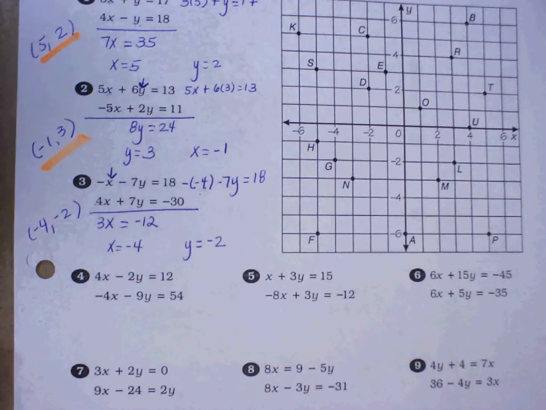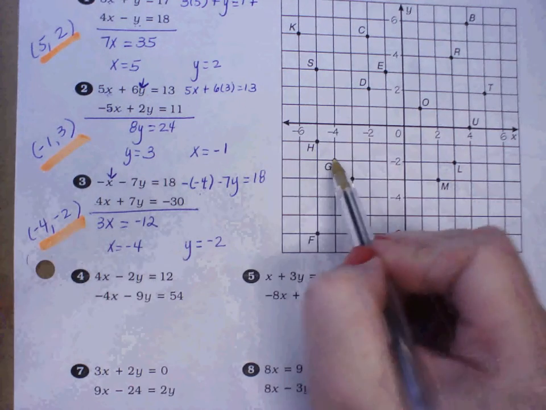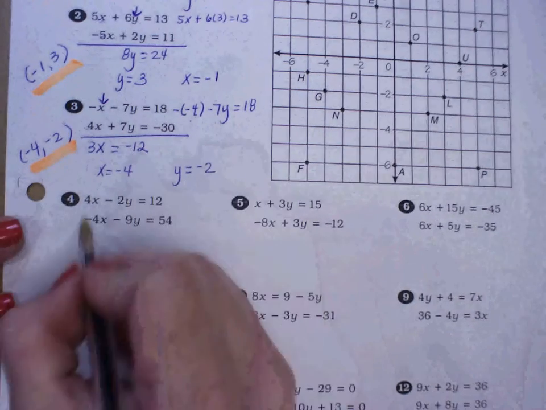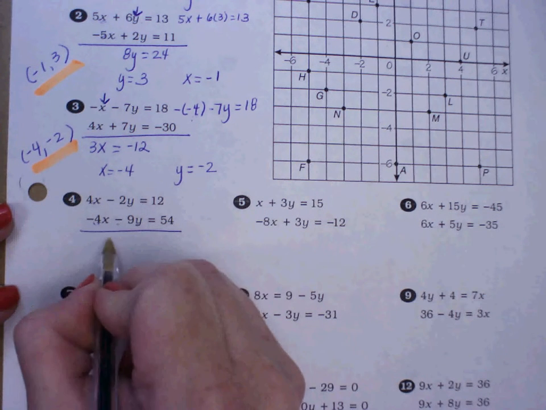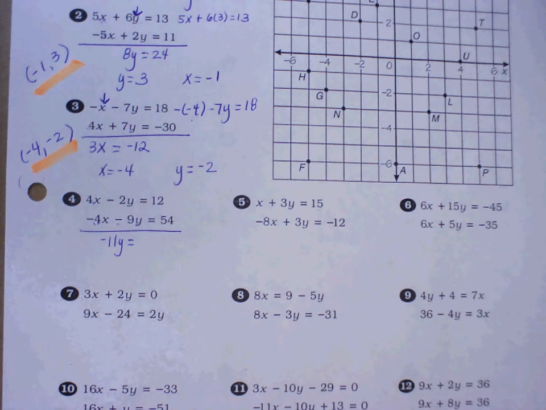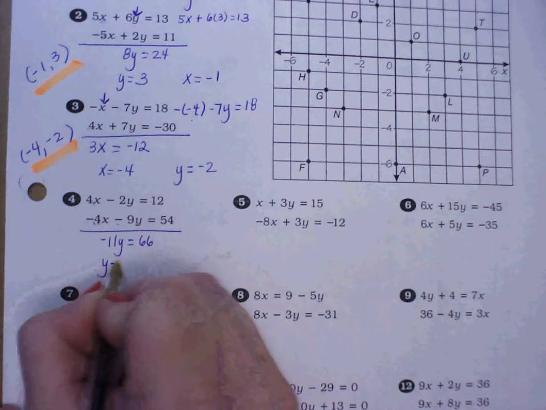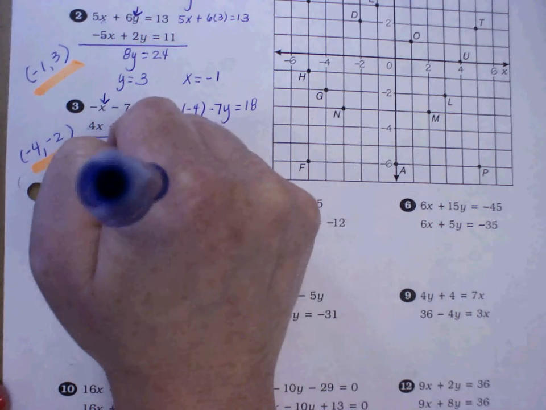All right, what would you eliminate over here? The excess. What is -2y and -9y? -11y. And what is 12 and 54? 66. So y equals what? -6. And then come over here and substitute it, right? So that would be 4 times x minus 2 times -6 equals 12. I need to start writing on another piece of paper.